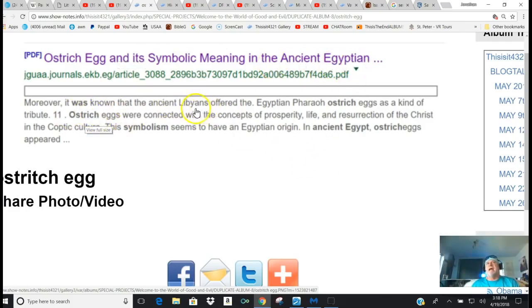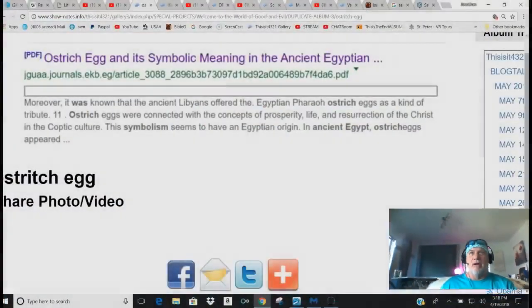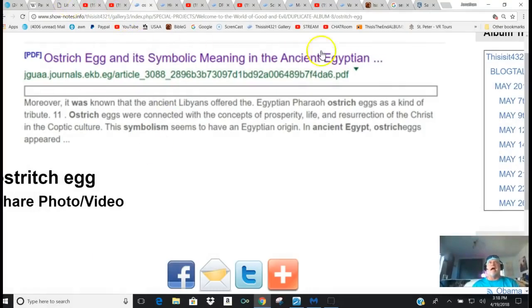Moreover, it was known that ancient Libyans offered the Egyptian pharaoh ostrich eggs as a kind of tribute. Ostrich eggs were connected with the concept of prosperity, life, and the resurrection of the Christ in the Coptic Egyptian religion. Wow. So the ostrich egg represents the resurrection of their Christ.